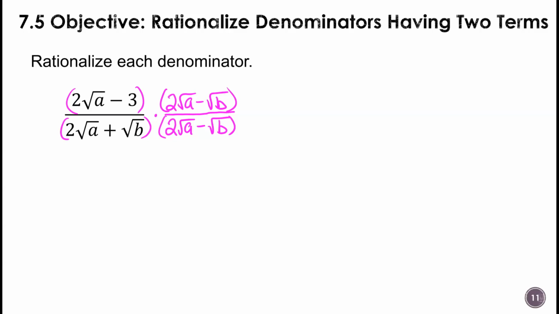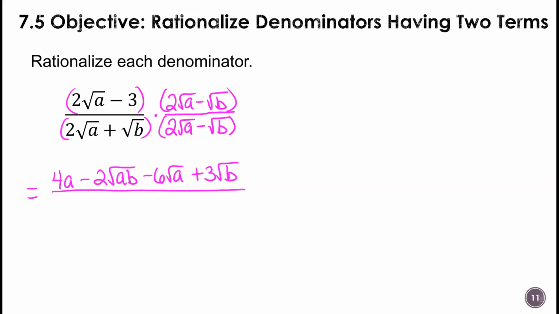Okay, now the denominator is the part where we can take the shortcut, but not in the numerator. So I'm going to multiply 2 radical a times 2 radical a, right? And that's going to leave me a 4a. 2 radical a times negative radical b is going to be minus 2 times the square root of ab. Then I'm going to take the negative 3 and distribute, so it will be negative 6 radical a, and then plus 3 radical b. All right, so you can see that turns out kind of long and messy.